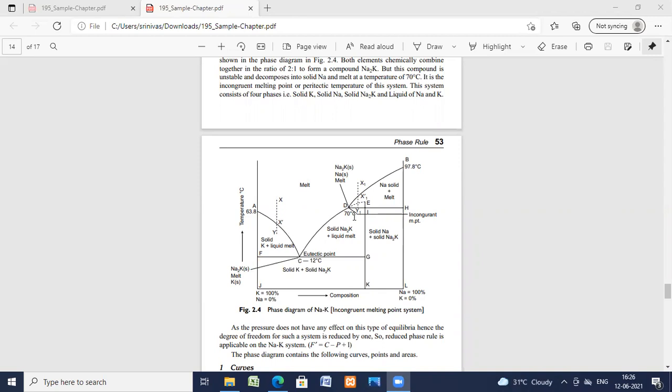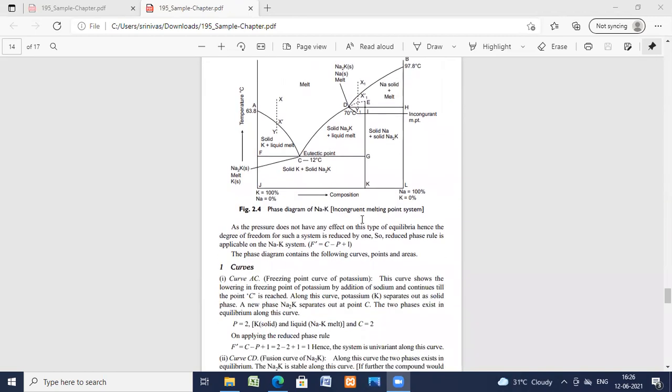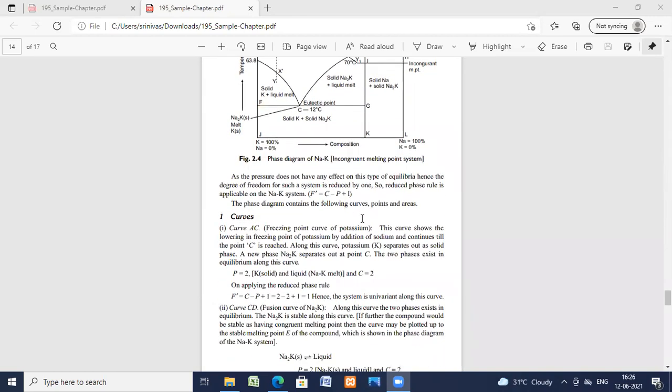Along AC and CD, it is univariant. 2 minus 2 plus 1 is equal to 1 along AC and along CD.